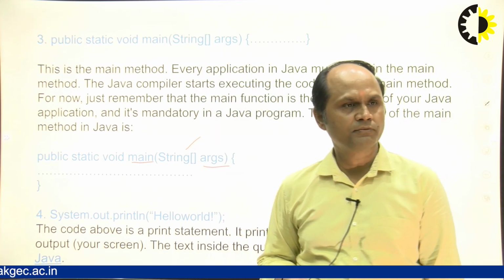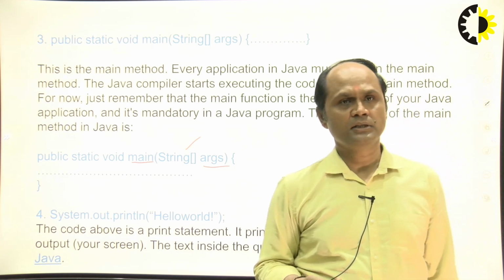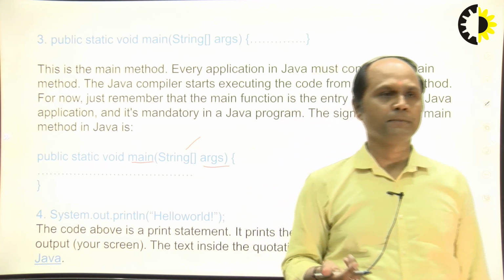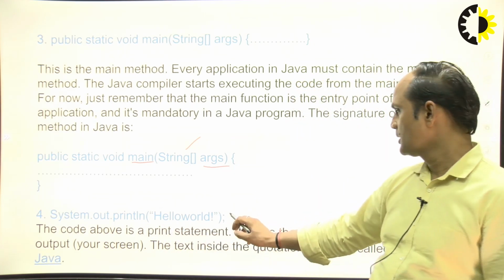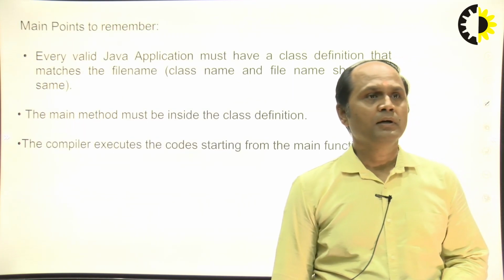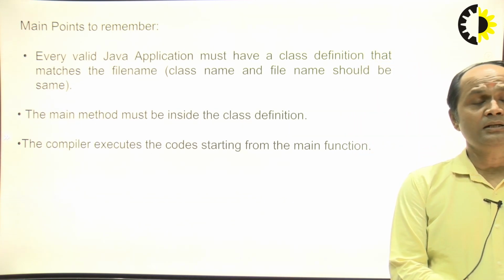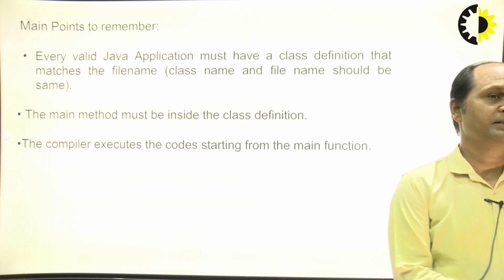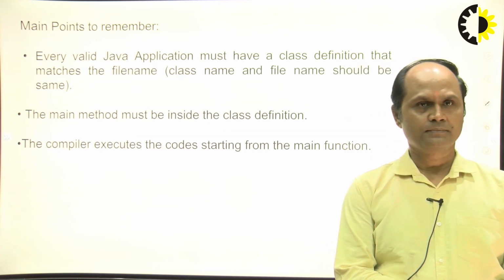After that, the fourth line is System.out.println. In previous languages like C and C++, we use the print statement for printing. In Java, we use System.out.println. That is the syntax used for printing statements. Every valid Java application must have a class definition that matches the file name. That means the class name and file name must be the same. The main method must be inside the class definition. The compiler executes code starting from the main function.